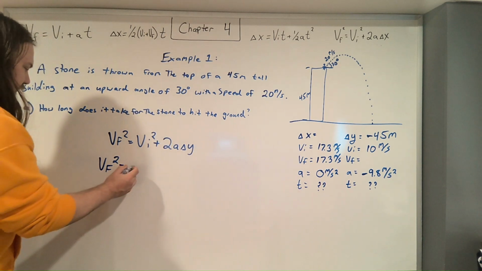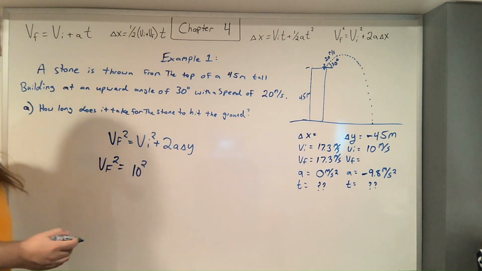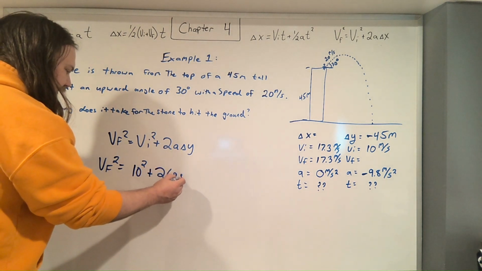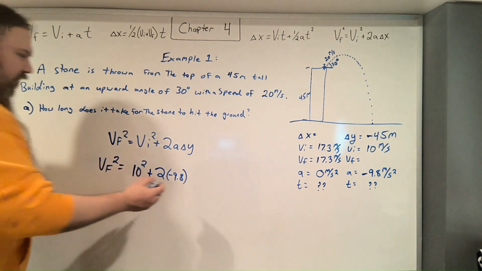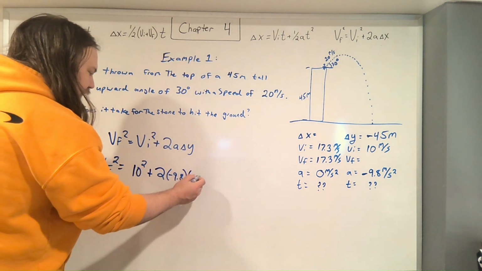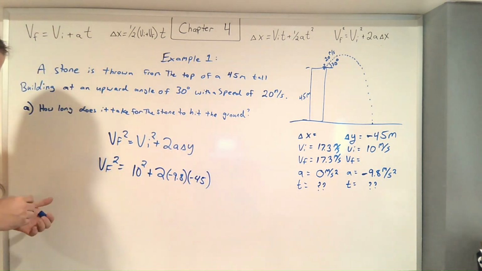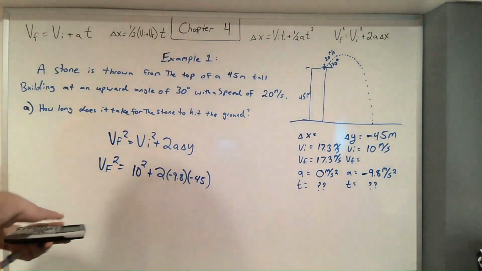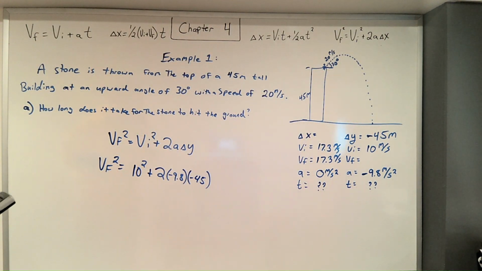VI we know. VI is 10. So I'm going to go 10 squared, so it's VI squared. Plus 2 times A is negative 9.8, times the change in Y. And the change in Y for this one is a negative 45. Okay. So now we grab our calculators. It's nice because everything is on that side of the equal sign already. So 10 squared is, of course, 100. And we're going to do the rest of it. 2 times this negative 9.8 times this negative 45.